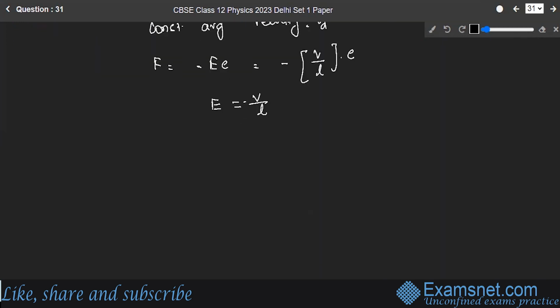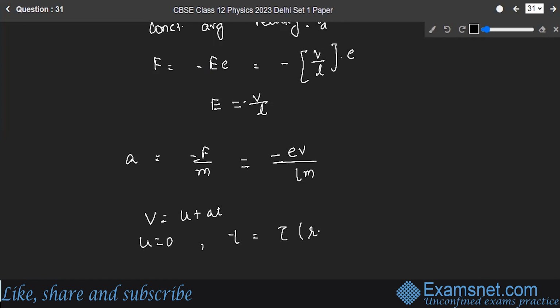As you know, acceleration is minus of force upon the mass. Also, we know that v is equal to u plus at. So initially u is equal to 0, and t is equal to your relaxation time.